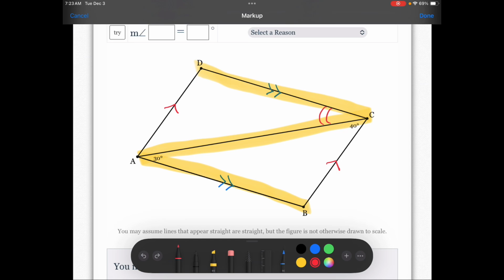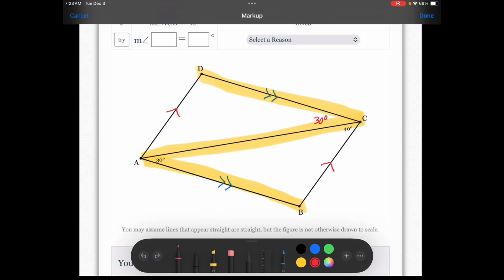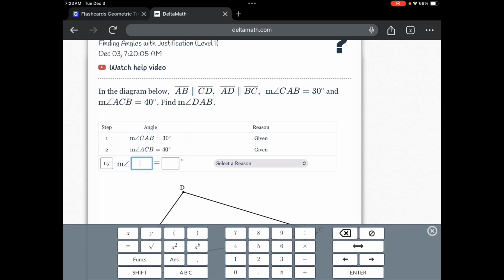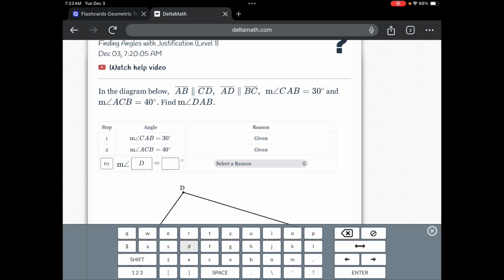So I could actually go ahead and find out that this is 30 degrees right here. Now I can't just call that angle C because there are multiple angles here, so I've got to use three letters. I'm going to call this angle DCA, right? So I'm going to head over to my proof and start to type that in here. The measure of angle DCA is 30 degrees.